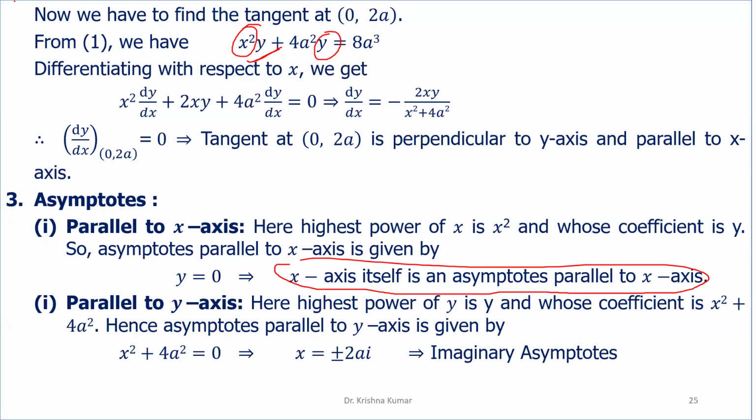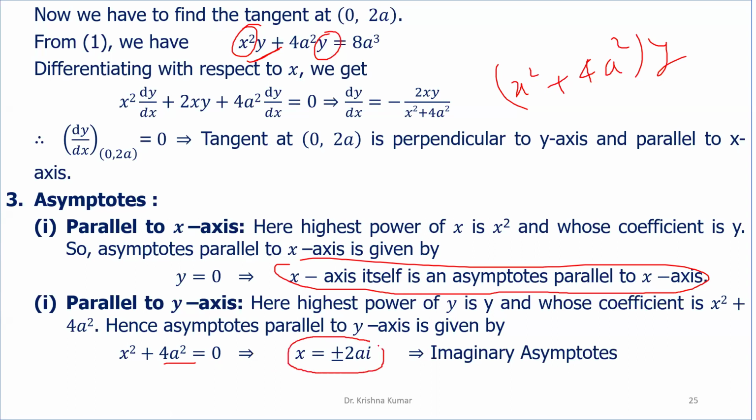Hence, asymptotes parallel to the y-axis: we have x square plus 4a square. This whole thing is the coefficient of y, so equating it equal to 0. If we transfer 4a square to the right hand side, we are getting x square equal to minus 4a square. So we are getting imaginary asymptotes.